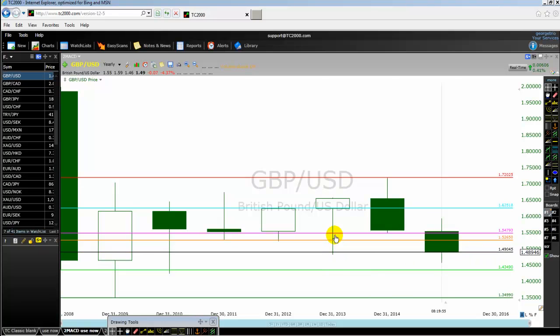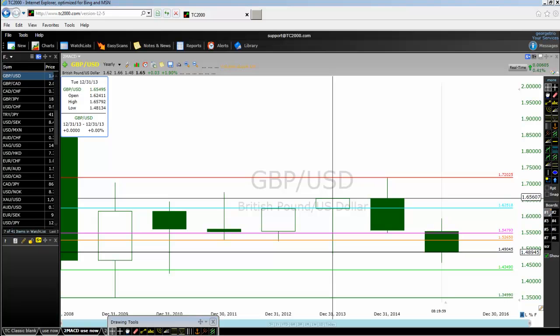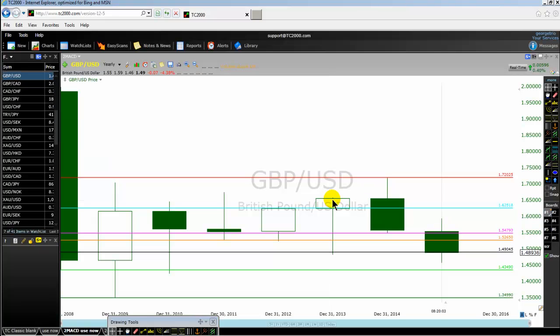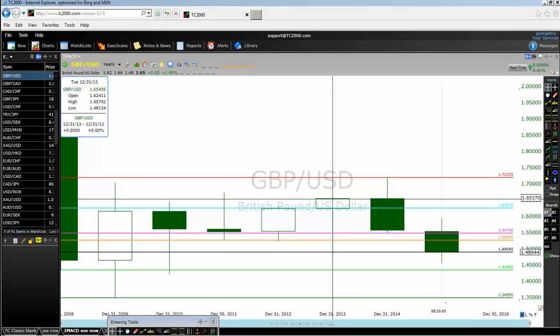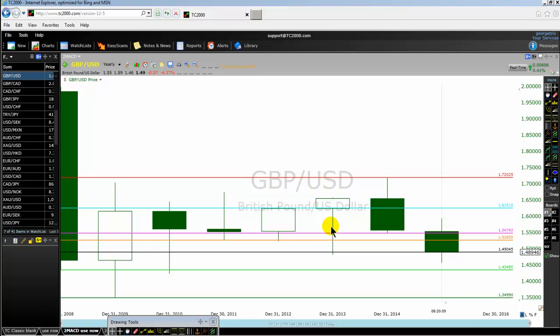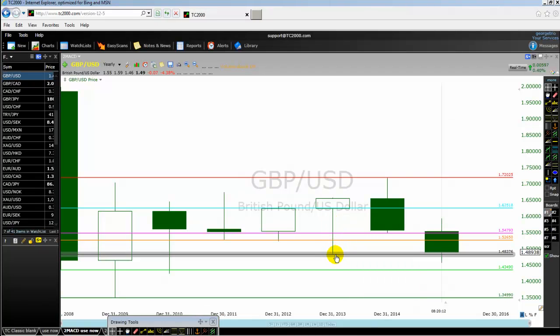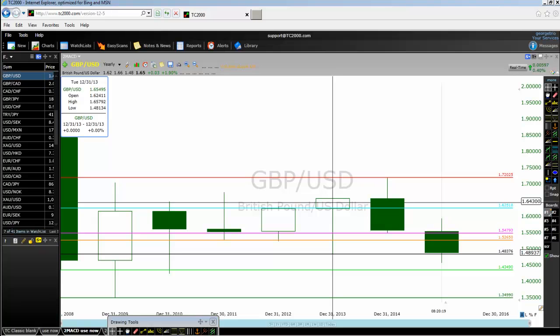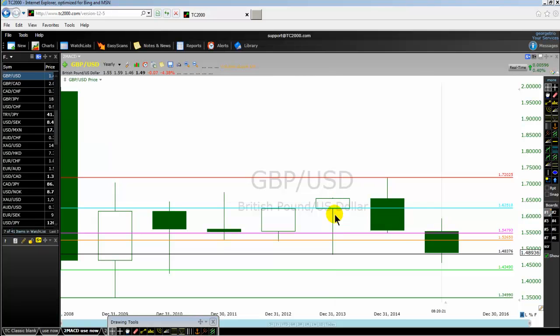So we are near the low of this candlestick bar on the yearly chart, and that low is at 1.4813. So right now, 1.4853, 1.4813 is the key level that the professionals are watching, because that's where we are now. You see the price near that level. That's the low of 2013.